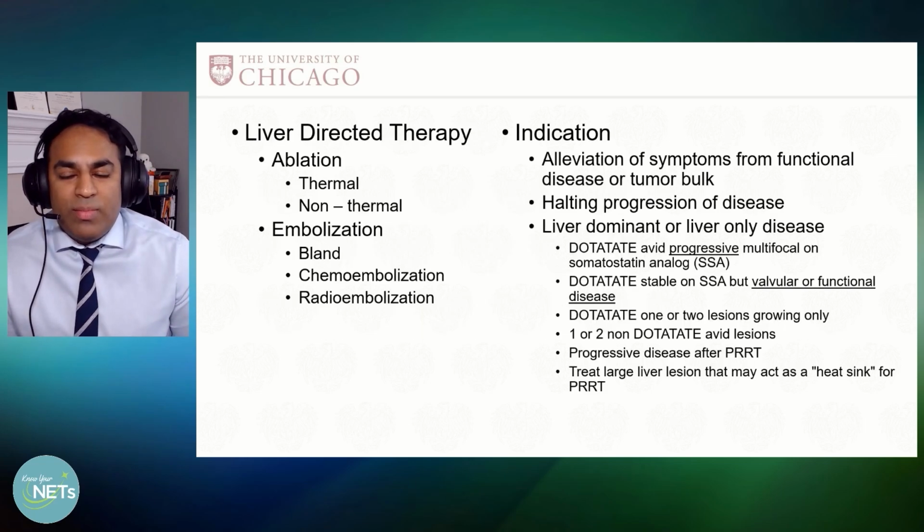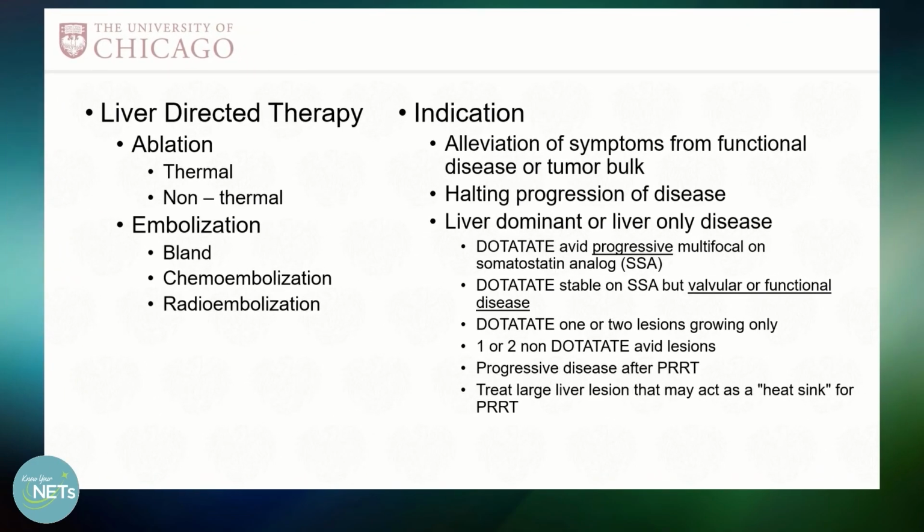This can be performed in a variety of methods. These can be broken down into ablation and embolization. The indications for liver-directed therapy are primarily liver-dominant or liver-only disease, to treat symptoms from functional disease or to treat tumor bulk, and principally halting the progression of disease. You can see many of these indications refer to progression of disease, or if there are only 1 or 2 lesions in the liver to treat.